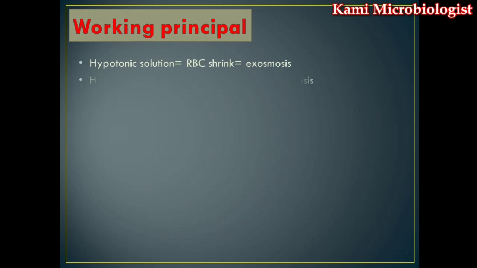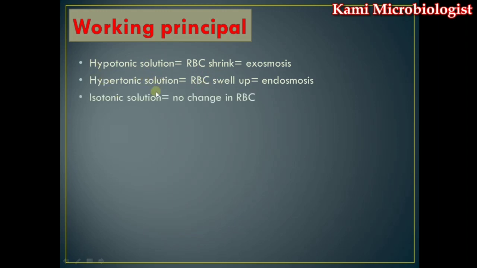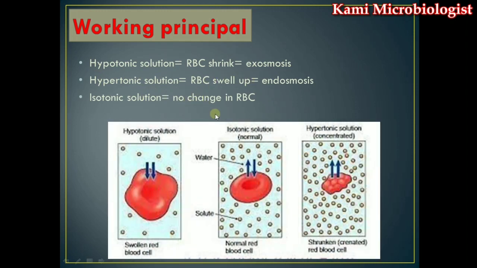Okay, then we have the hypertonic solution, in which the RBCs are mostly shrunk. Now then we have the isotonic solution, in which there are no changes in the RBC. So as you can see, these are the solutions, and in each solution we put the RBC.